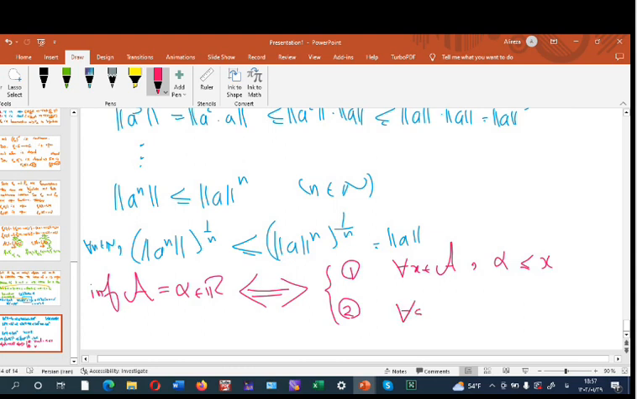For any epsilon, there exists an element x of A such that x is less than or equal to alpha plus epsilon.